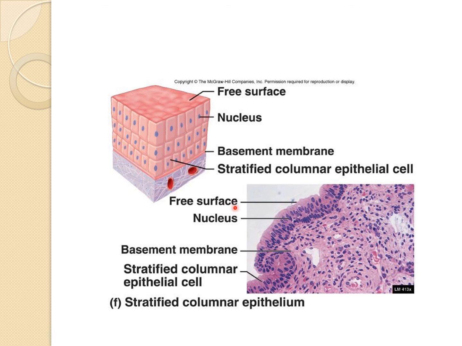Here you can see the free surface and nuclei resting on the basement membrane. The shape of the superficial cells is columnar, so the name given is stratified columnar epithelium. This looks like a slide of stratified columnar epithelium. You can see it mainly in large excretory ducts, in the conjunctiva of the eye, pancreas and salivary gland, and regions of the male urethra. Stratified cuboidal epithelium you can find in the duct of the sweat gland.